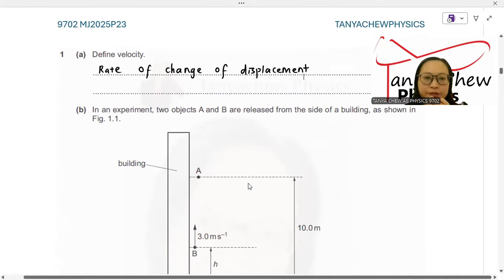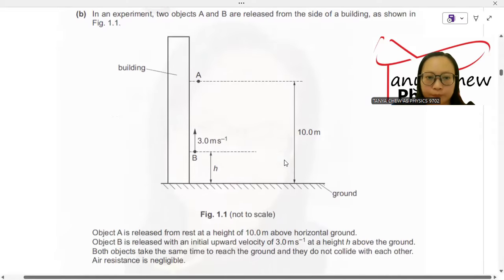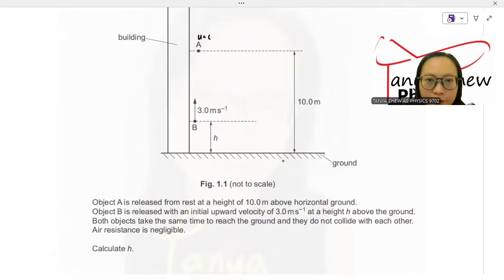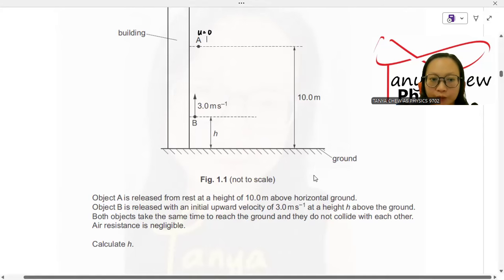B, in an experiment, two objects A and B are released from the side of a building as shown in Fig 1.1. Object A is released from rest, so you better write it down to avoid careless mistakes. At a height of 10 meter above horizontal ground, object B is released with an initial outward velocity of 3 meter per second at a height h above the ground. Both objects take the same time to reach the ground and they do not collide with each other. Air resistance is negligible. Calculate h.